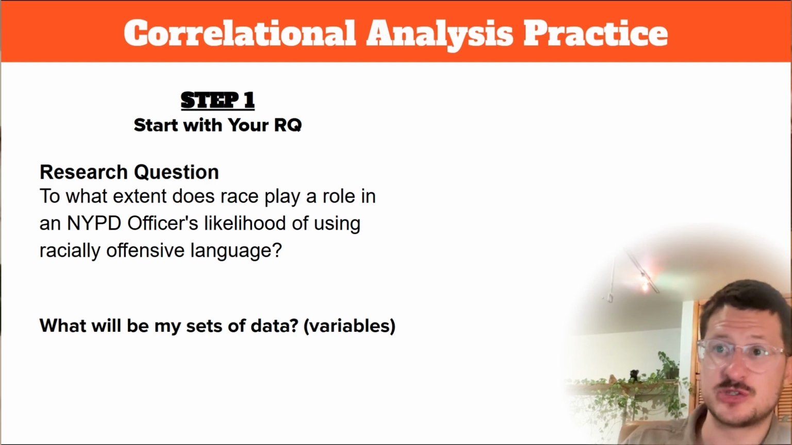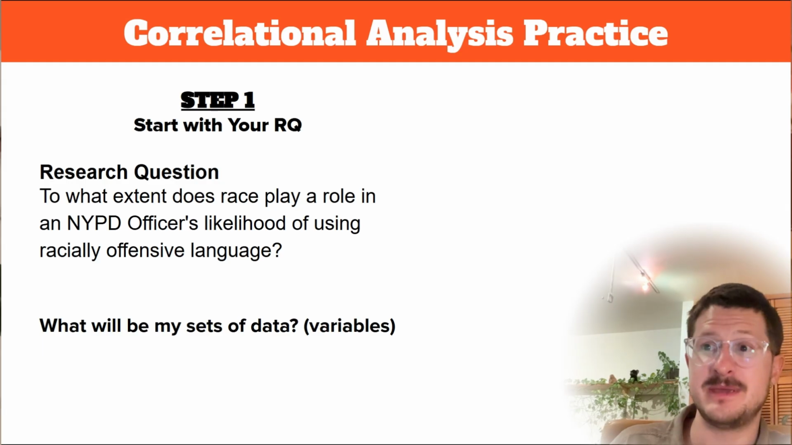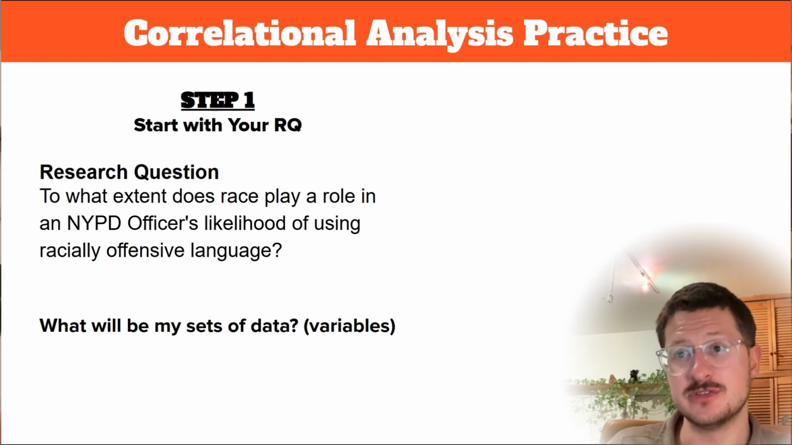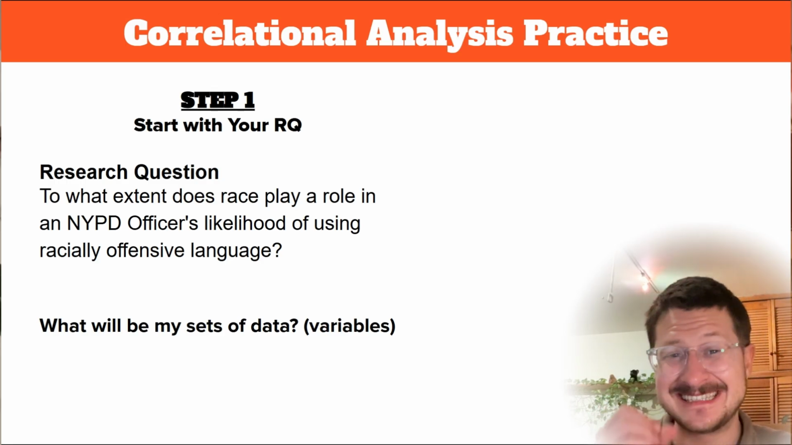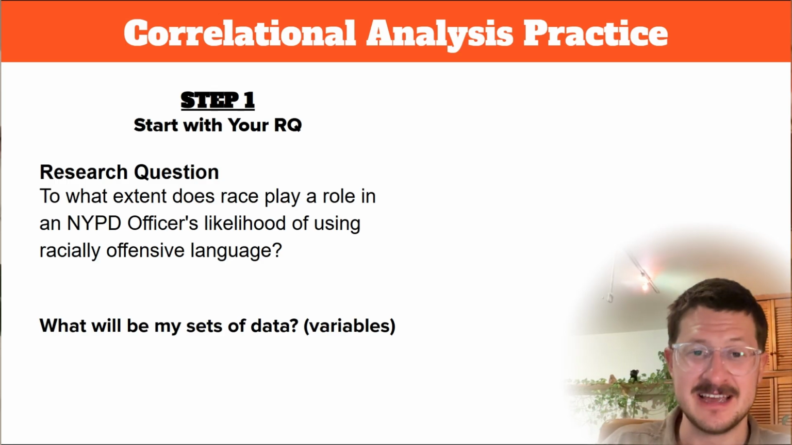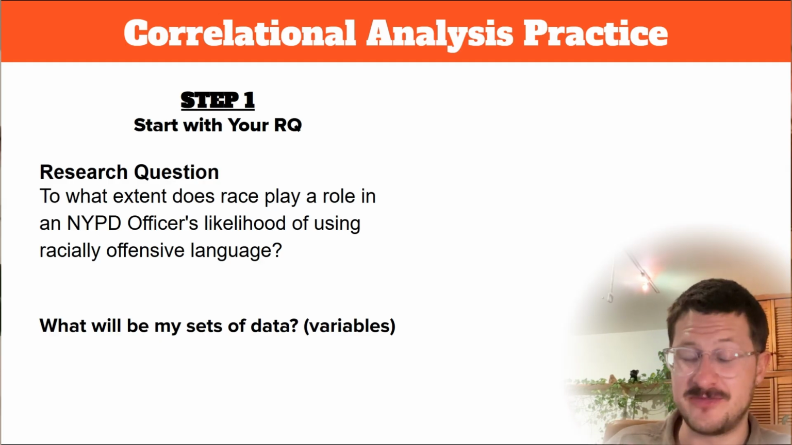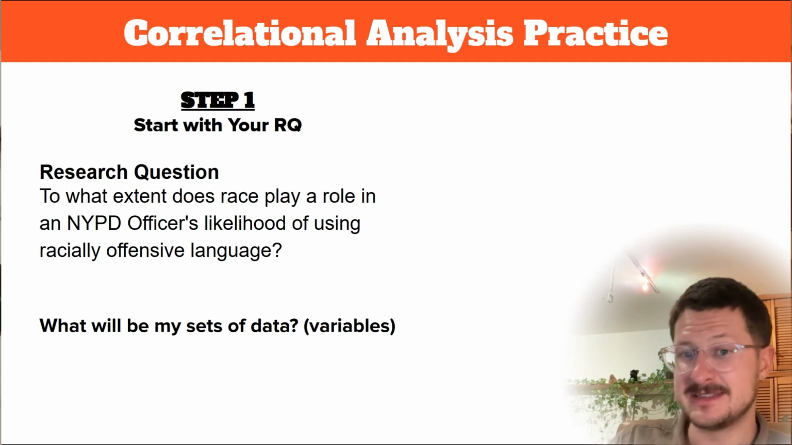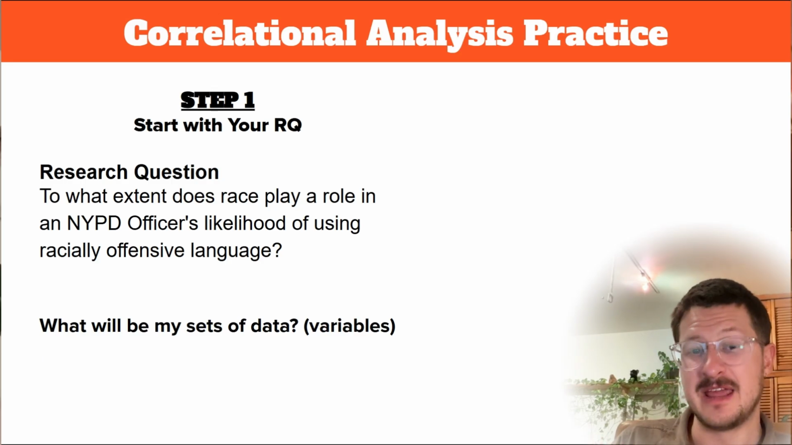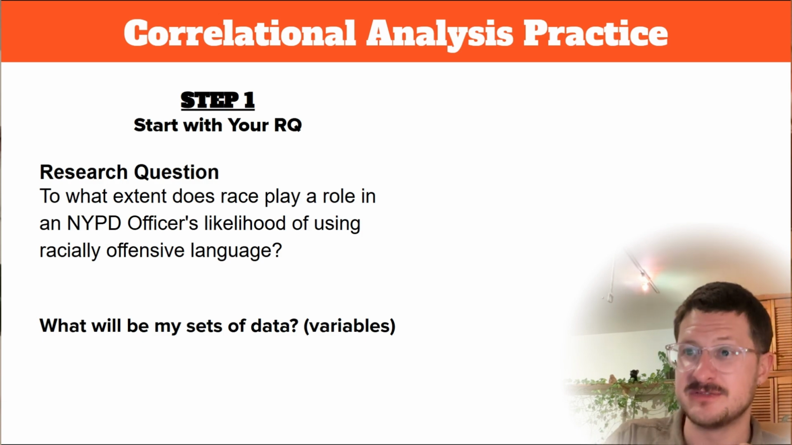So this student's research question was, to what extent does race play a role in an NYPD officer's likelihood of using racially offensive language? Now, notice how specific this is. This is a great research question because this is really filling a gap in the research. I can tell that just by how specific it is. It's focused on a place, New York City. It's focused on a type of offense that the officer might be doing, which is racially offensive language.